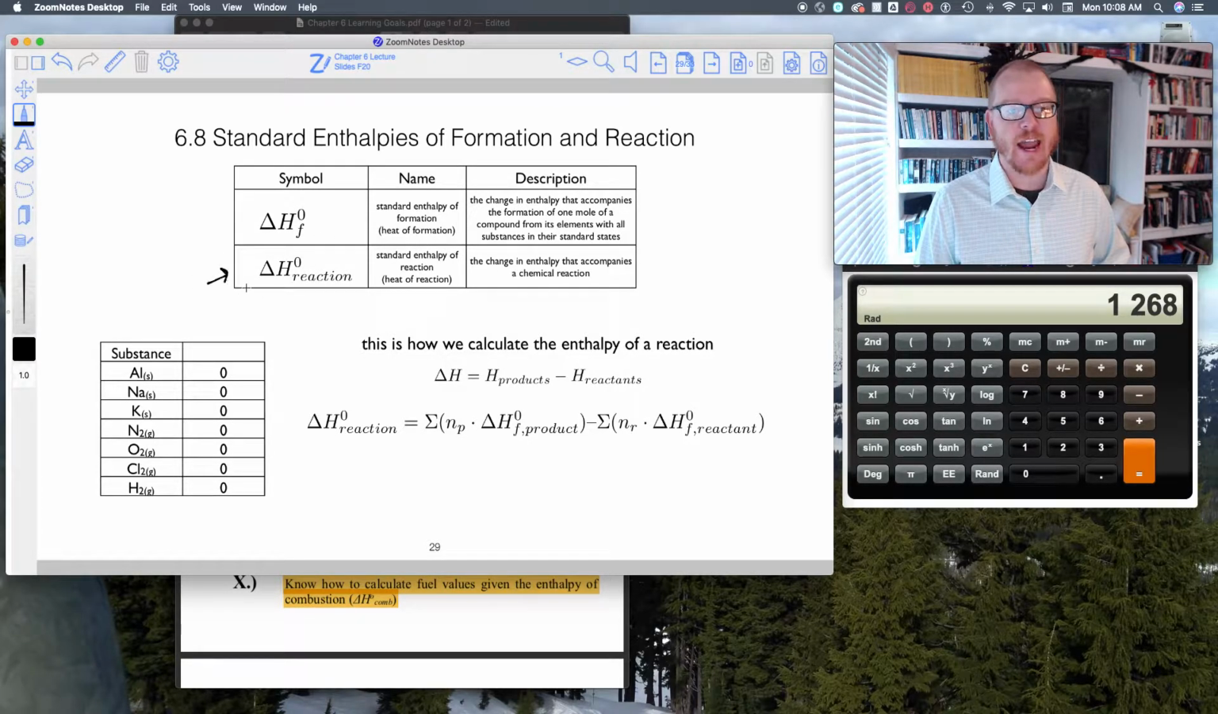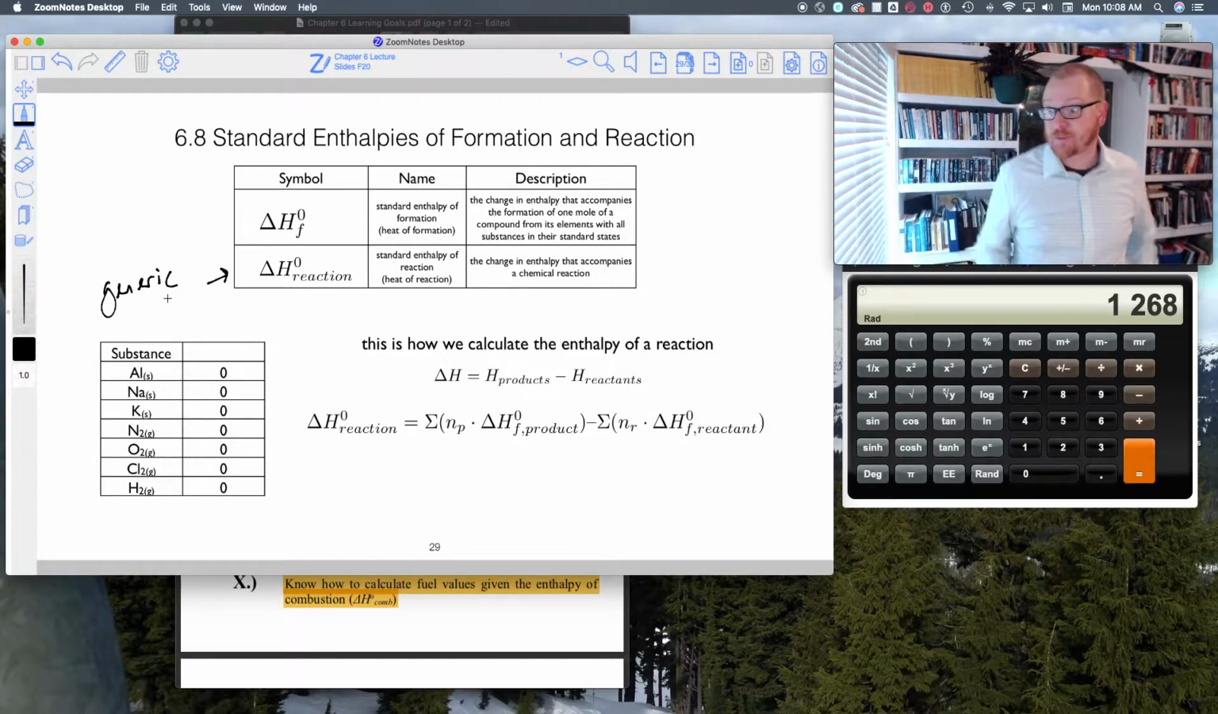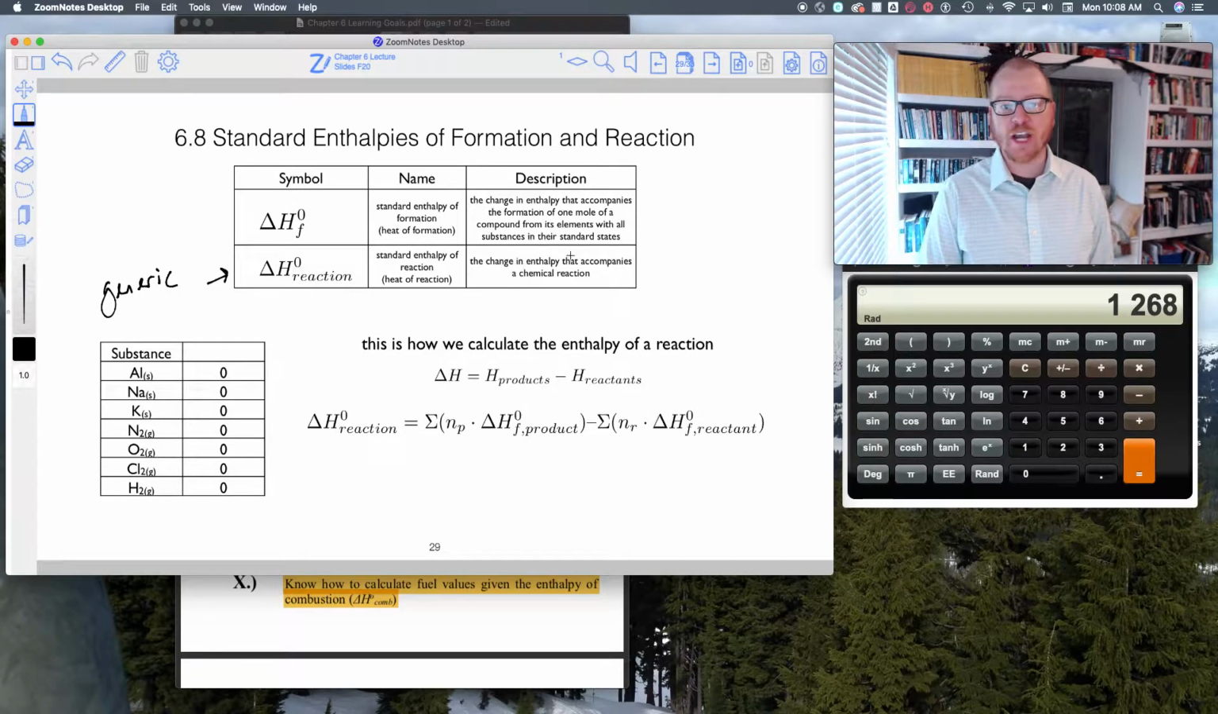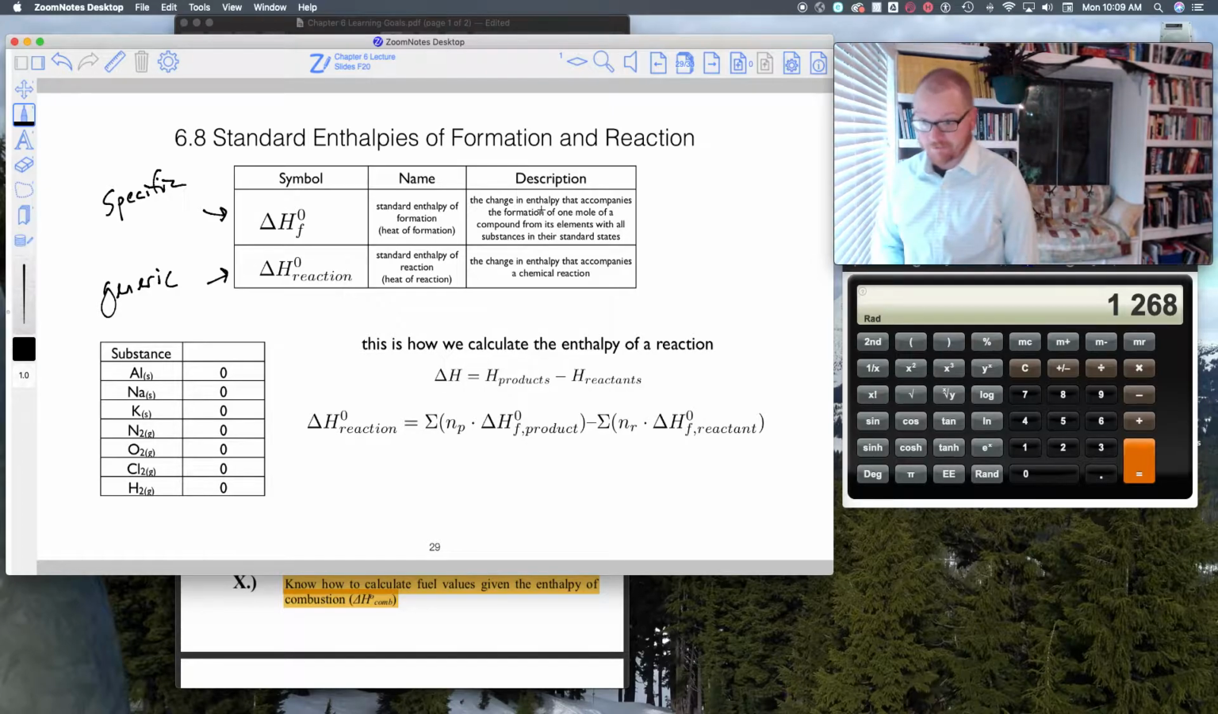This one, the delta H reaction, can be generic for any type of chemical reaction. Okay? Just the change in enthalpy that accompanies the chemical reaction. This one, the enthalpy of formation, is very specific to the change in enthalpy that accompanies the formation of 1 mole of a compound from its elements with all substances in their standard state. Okay, so that's very specific.